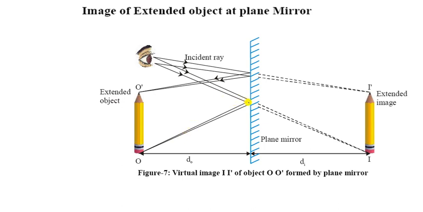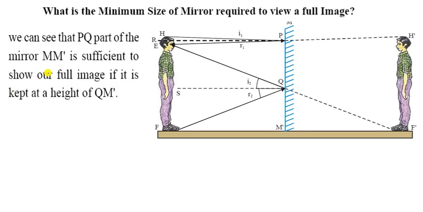So you can see here, with the help of the law of reflection, we can consider two laws. This law you can consider: the angle of incidence is equal to the angle of reflection. Both the rays intersect behind the mirror at I and I dash, so it forms a virtual image. You can draw this in your copy very well.